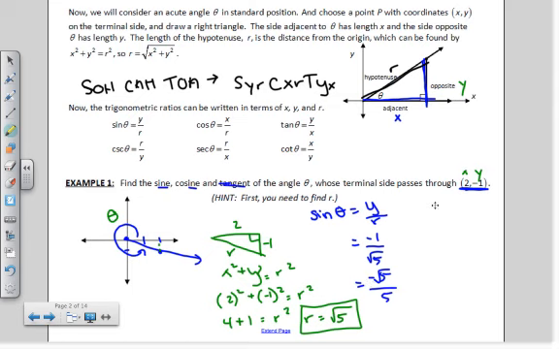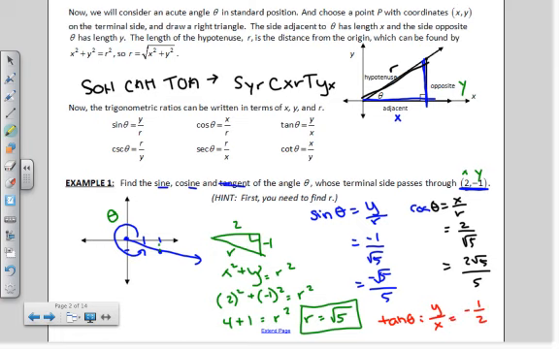And what about the cosine of theta? Our cosine is now x. So cosine of theta is x over r, so we are looking at that as 2 over the square root of 5, which also is 2 square roots of 5 over 5. And the last one is the tangent of theta. Our tangent of theta is y over x, so that is -1/2.